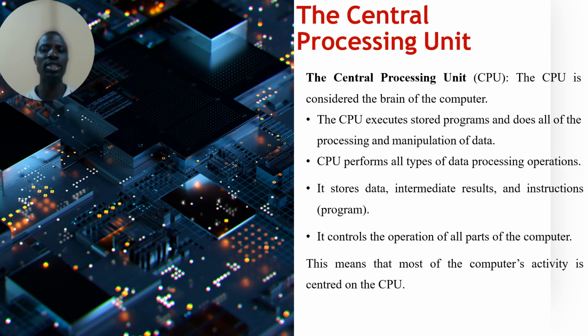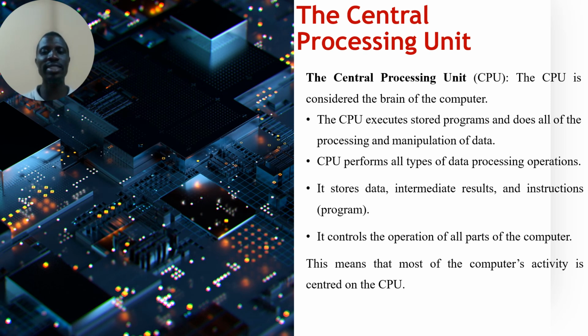The central processing unit. This is regarded as the brain of the computer. The same way your human brain performs the thinking for you, the processing for you, and coordinates other activities within your body systems, so it is the central processing unit of a computer system.